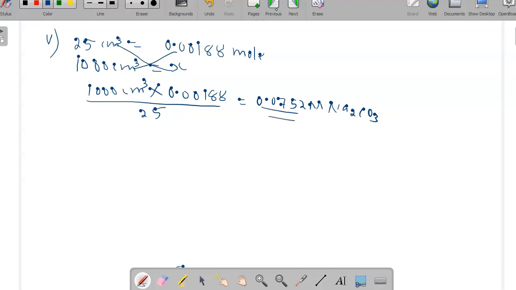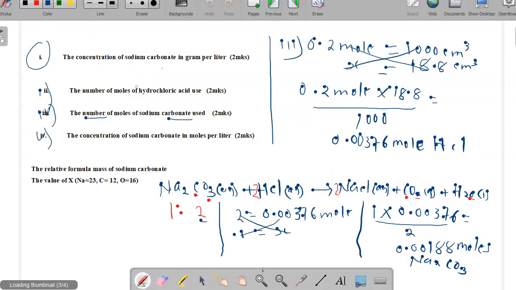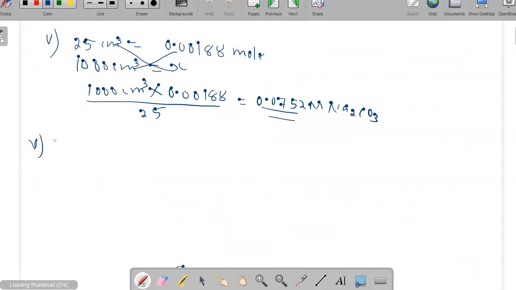So we have another question. Question Roman 6 is asking the concentration we have gotten. Roman 6 is asking the relative formula mass of the sodium carbonate and the value of X in the water moles, where sodium is 23, carbon 12, oxygen 16. Okay, to get that, we get first RFM, or molar mass. Molar mass can be obtained from molarity using this formula. Molarity is equal to concentration in gram per liter over RFM.